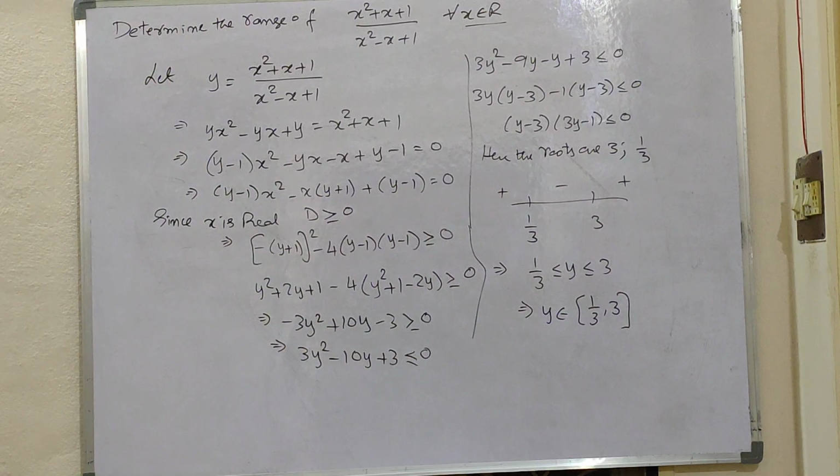Let y be one of the values of the given expression. Then cross multiplication gives the required simplified form. Then we are getting one quadratic equation in x. Since x is real, its discriminant D should be greater than or equal to 0, which gives the required result.